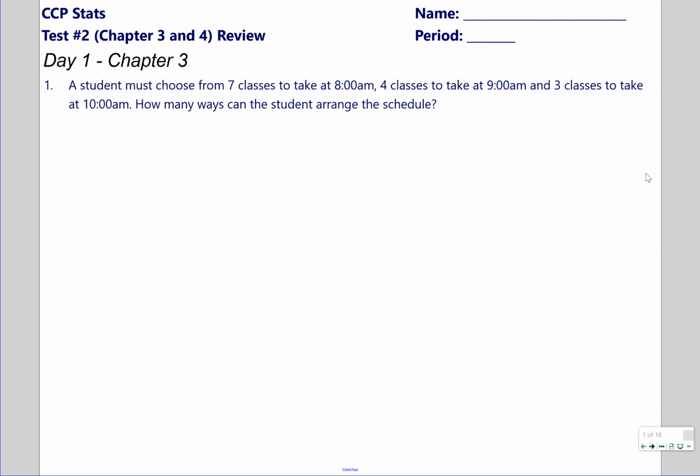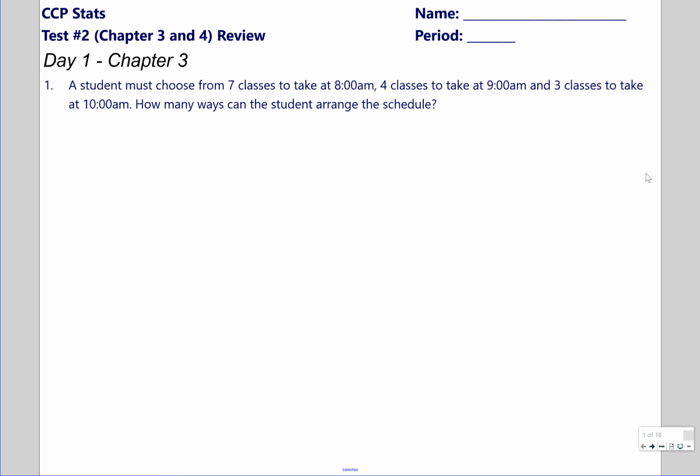So number one, a student must choose from 7 classes to take at 8 a.m., 4 classes to take at 9 a.m., 3 classes to take at 10 a.m. How many ways can the student arrange their schedule? When we talk about how many ways, this is not a probability. All you're doing is multiplying things together to get this. You're not doing any of the division out of the total. We'll get to probabilities in a little bit.